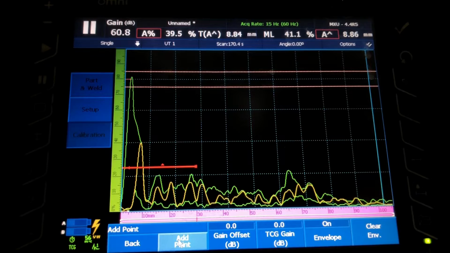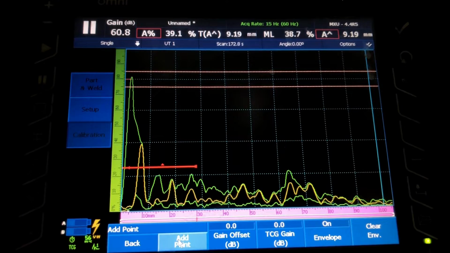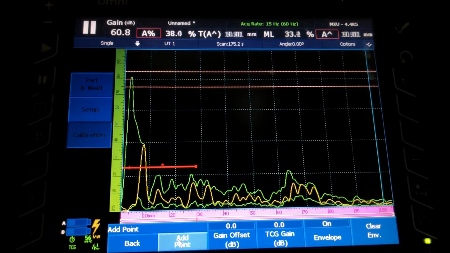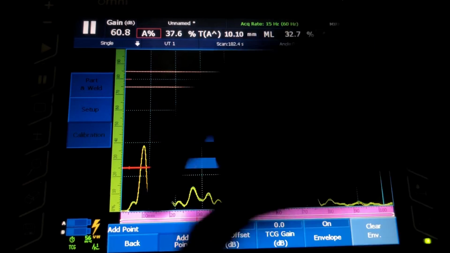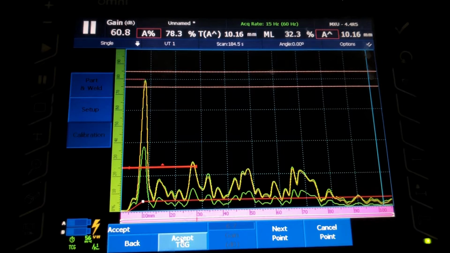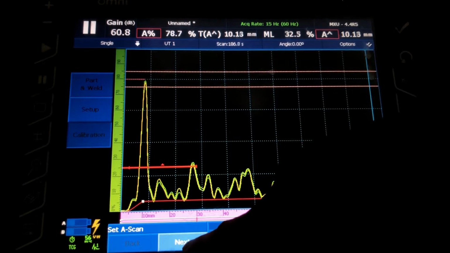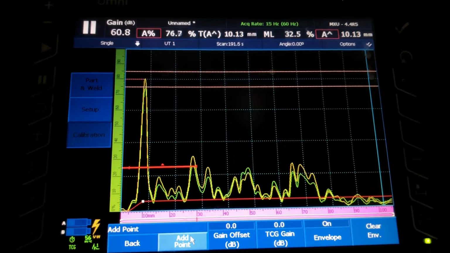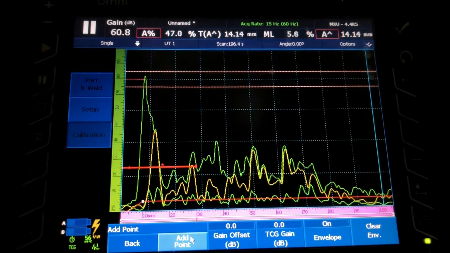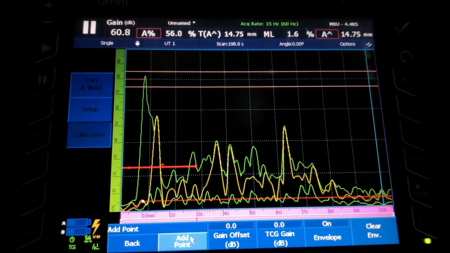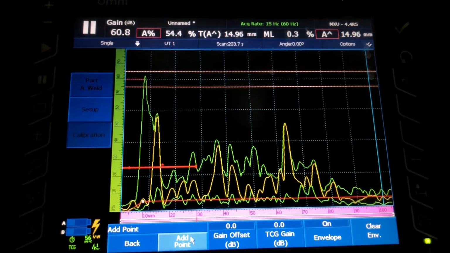So the sensitivity is set, and after that I'm moving to the next distance, that is 10 mm. I have added that point at 10 mm distance, and again I'm moving to 15 mm from the notch. We can see that while moving away from the notch, the echo height is reducing considerably.